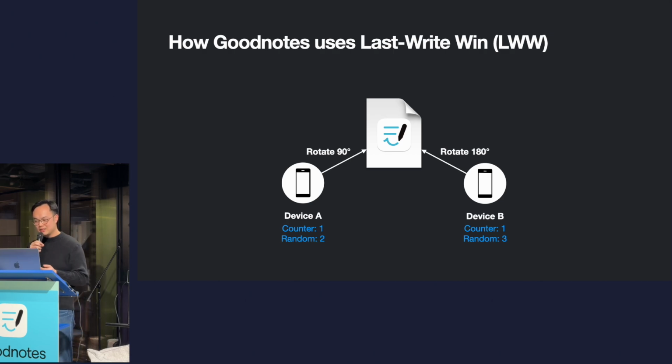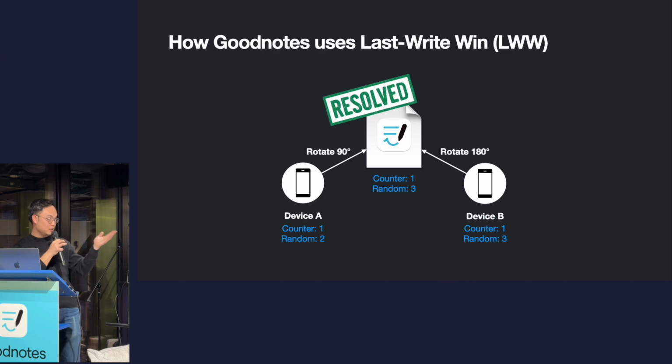You might ask, what if the random values are the same as well? Then we have to resolve it deterministically. There are many different strategies. One is using the value itself. For example, we can always choose the smallest degree of rotation, or we always choose true over false if it's a Boolean. The important thing is the result being consistent and deterministic, regardless of the order of updates. So we have this resolved.